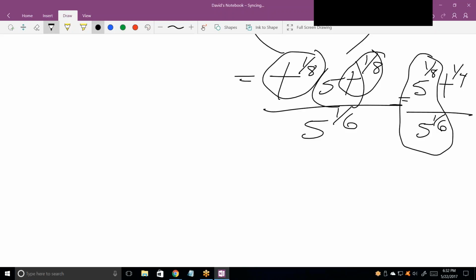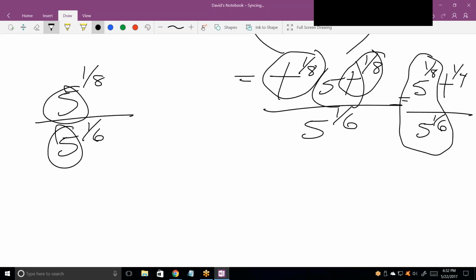Can you simplify the 5s without changing the exponent? Well, here's what we're looking at: 5 to the 1/8 divided by 5 to the 1/6. What do you do with the exponents when the base is the same and the bases are being divided?